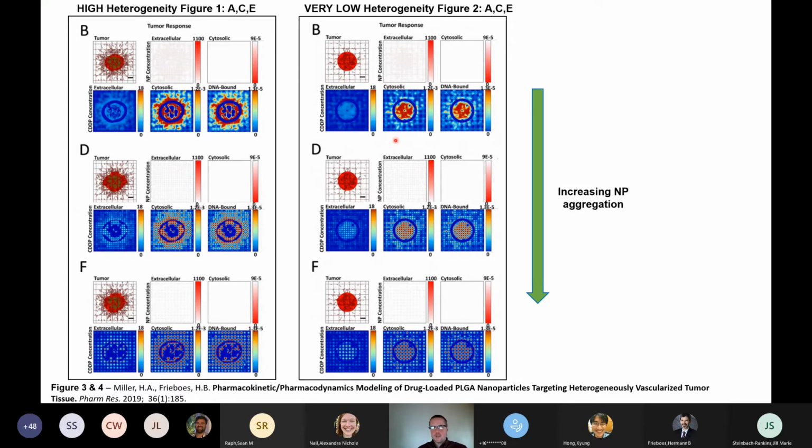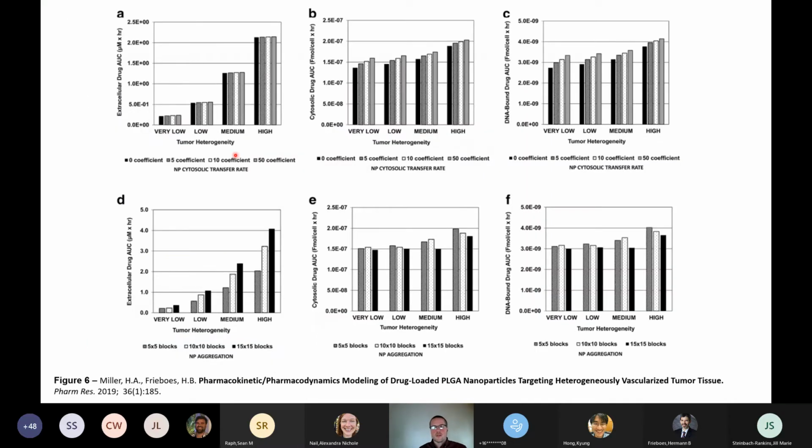Here we can see the effect of increasing nanoparticle cytosolic transfer rate in panels A, B, and C, with the lowest represented by the black bars and the highest represented by the light gray bars.